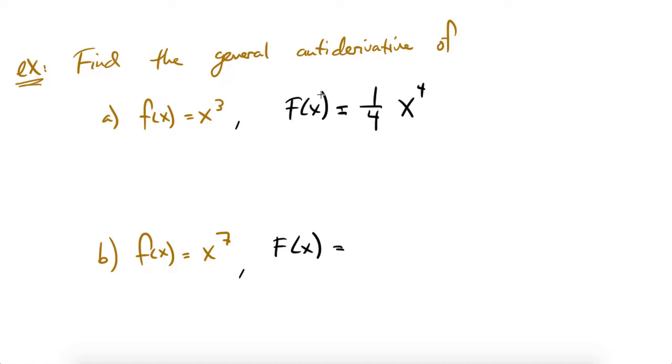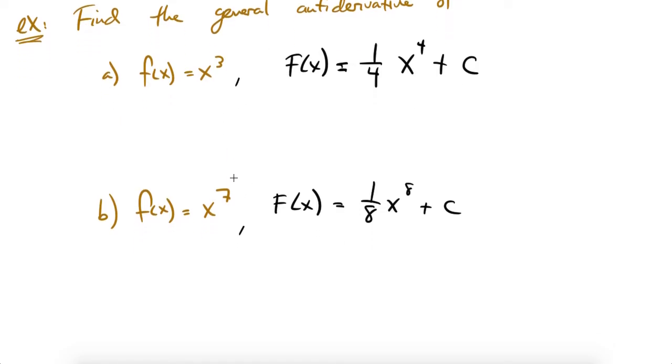But because I'm looking for the general antiderivative, I'm going to throw a generic constant on here, plus c. It's sort of a joke in calculus that students forget their plus c, so always remember that plus c should be on there. Again, you may want to pause and try to mimic what we did here for this. If you're back, this one will be 1/8 x to the 8th. And again, plus c.